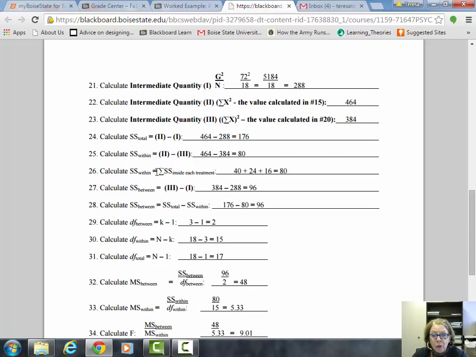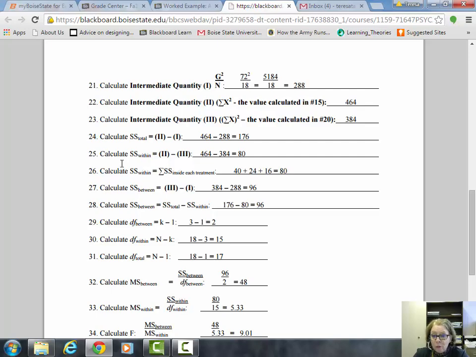Say that we just had each of the sums of squares for however many treatment groups we had. Well, following the alternate way of calculating SS within, all you have to do, just like it specifies right here, is sum up the sum of squares for each of the treatment groups. For treatment group number 1, the sum of squares is 40, for treatment group number 2 it's 24, and for treatment group number 3 it's 16, and adding those up, it totals 80. Well, that's exactly what you would get if you were able to subtract intermediate quantity 2 minus intermediate quantity 3. So either way will get you there.